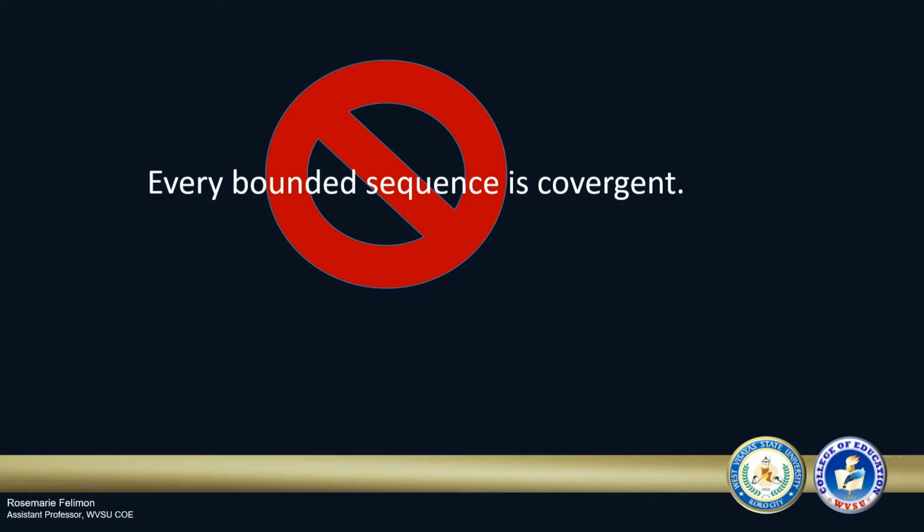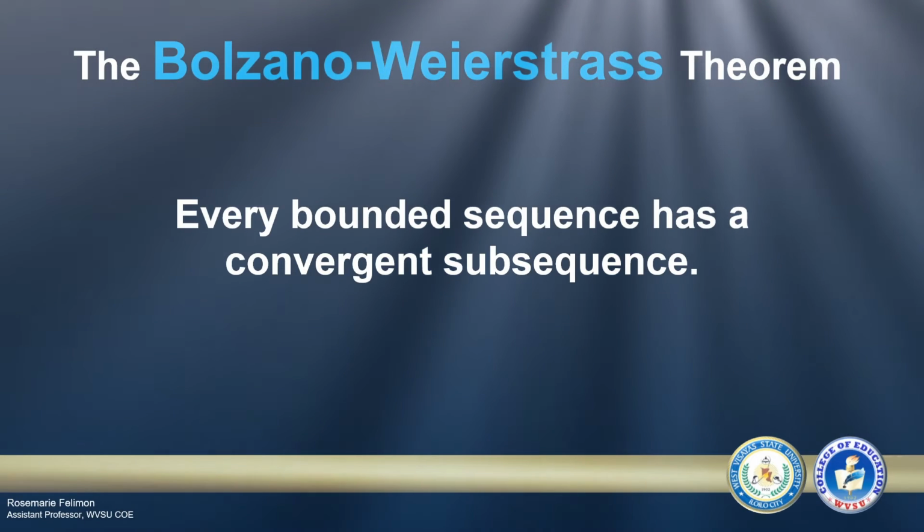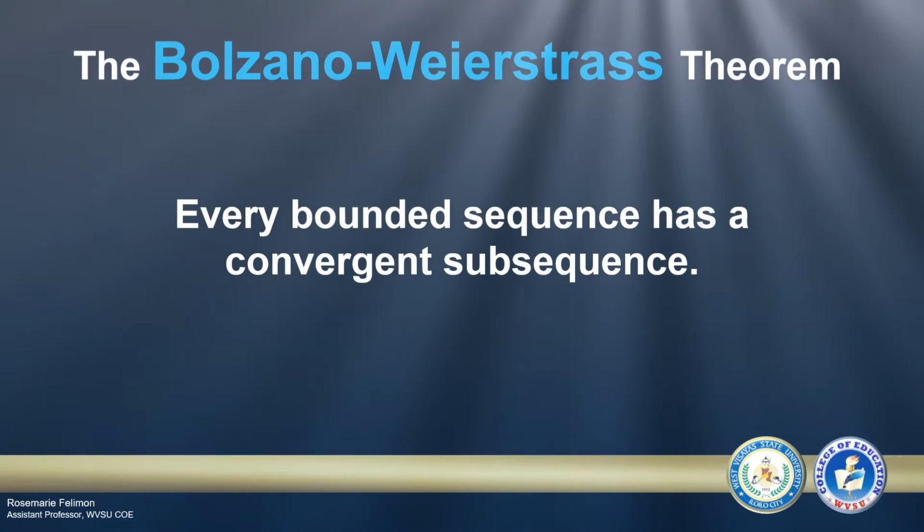We can look into a subsequence of this bounded sequence and establish that such a subsequence is convergent. This is in fact stated as a theorem, the Bolzano-Weierstrass Theorem. The theorem states that every bounded sequence has a convergent subsequence.